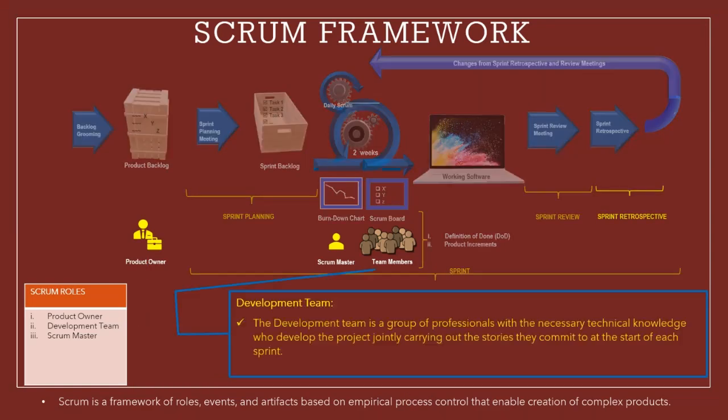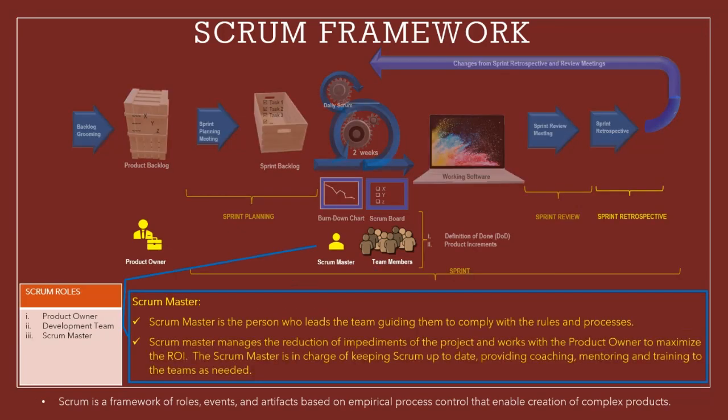The development team is a group of professionals with the necessary technical knowledge who develop the project jointly, carrying out the stories they commit to at the start of each sprint. The Scrum Master is a person who leads the team, guiding them to comply with the rules and processes.